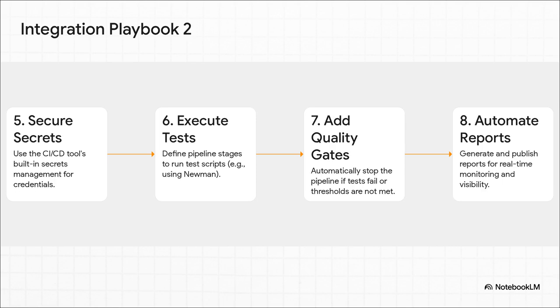Now that our foundation is rock solid, it's time to build the rest of the house. First, and this is a big one, you lock up your valuables. You use a secrets manager so your API keys are never just lying around. Then, you bring in the crew to do the main job, running your tests with Newman. After that, you install your security system, that's your quality gate, which stops the whole process if anything looks fishy. And finally, you set up your cameras with automated reports so you can see exactly what's happening at all times.